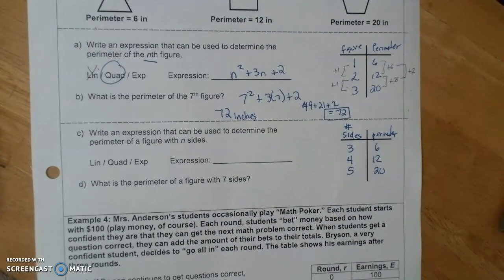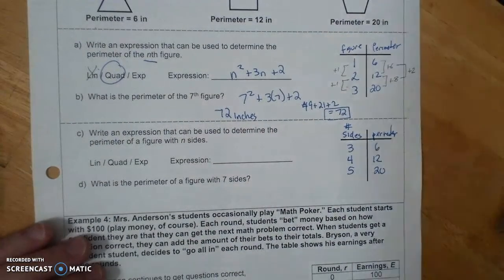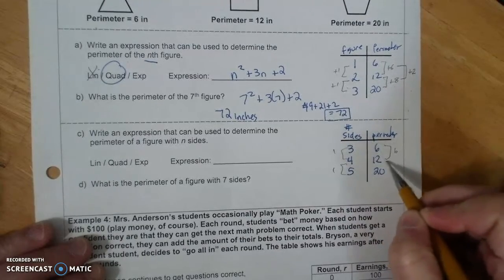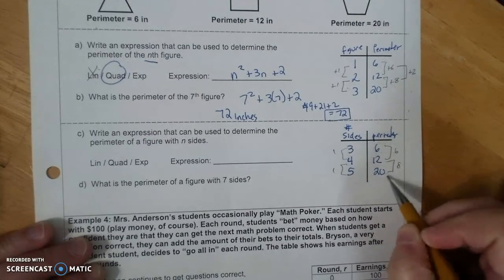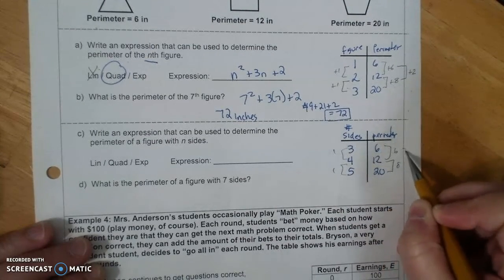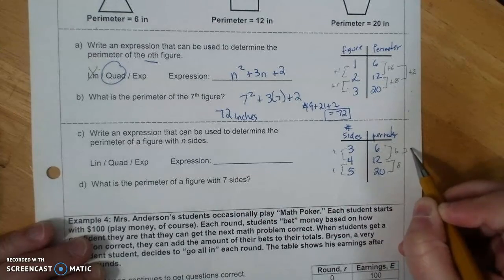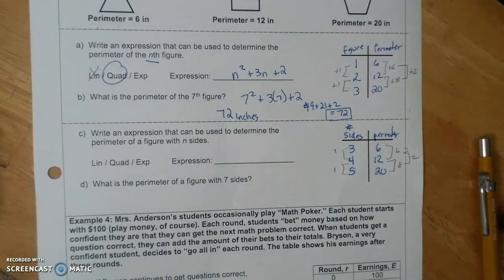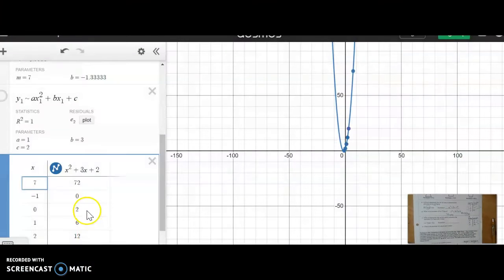Going to go back to Desmos. Oh, I'm going to check this. This is 1 and 1. This is 6 and 8. And this is 2. We still can't do second differences because our table's not long enough. We're going to go back to Desmos, turn some things off.